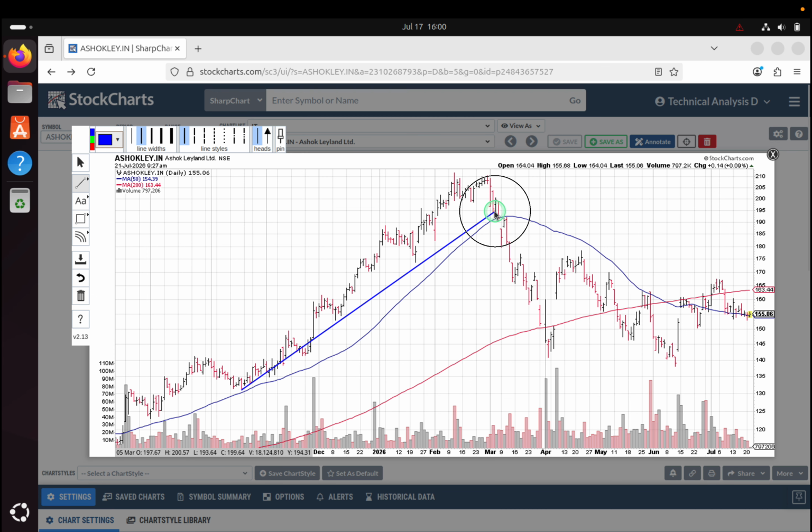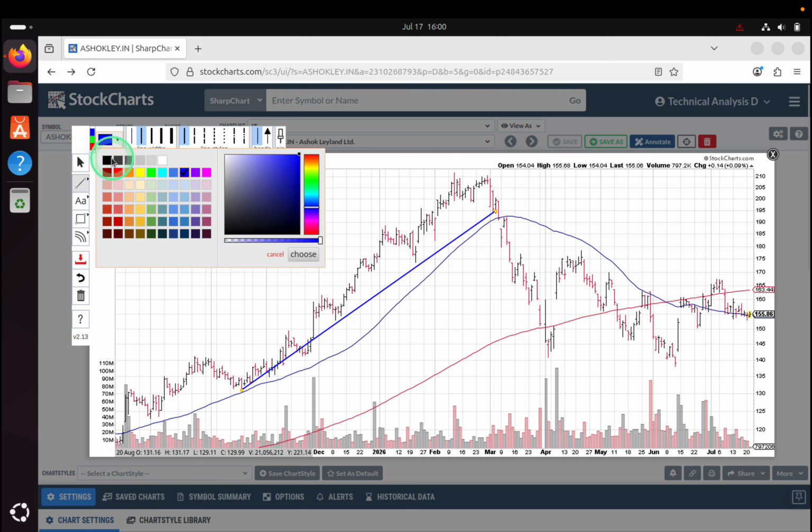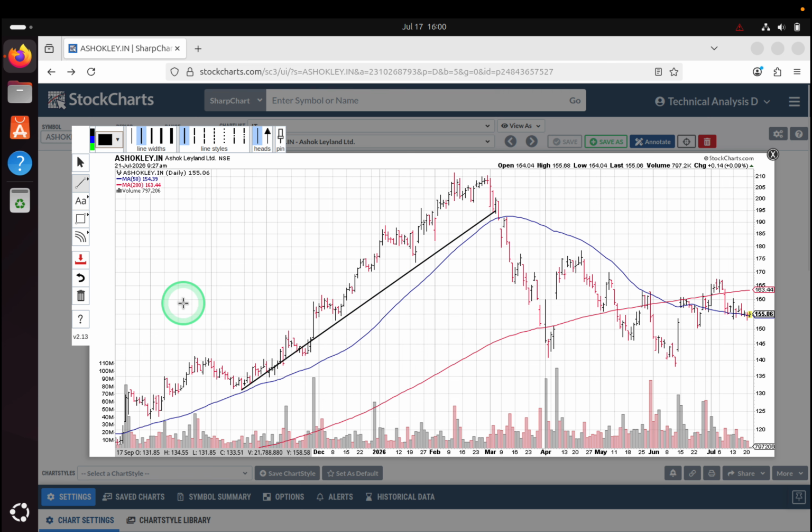Joining lows is what makes an uptrend trend line. That's how you create a joining low and then you make a trend line. Whereas a channel is made something like this. When the channel breaks, the trend is broken as well.